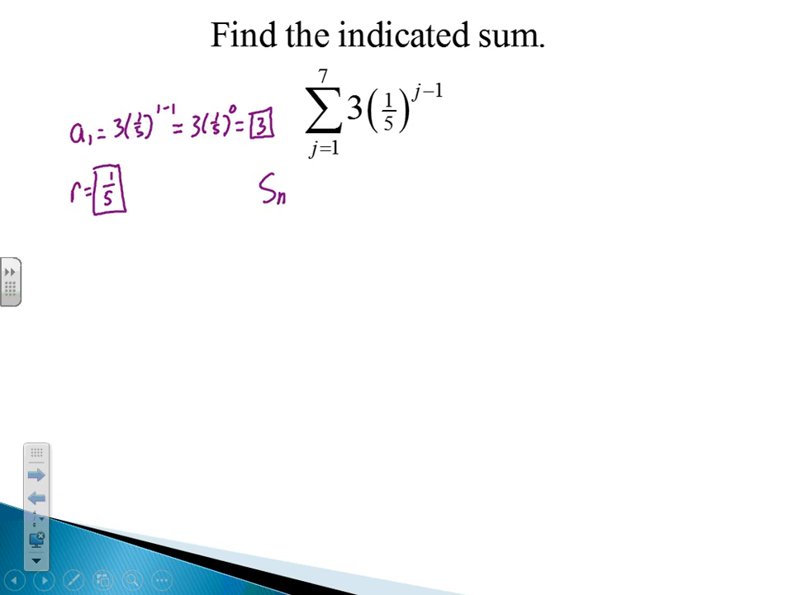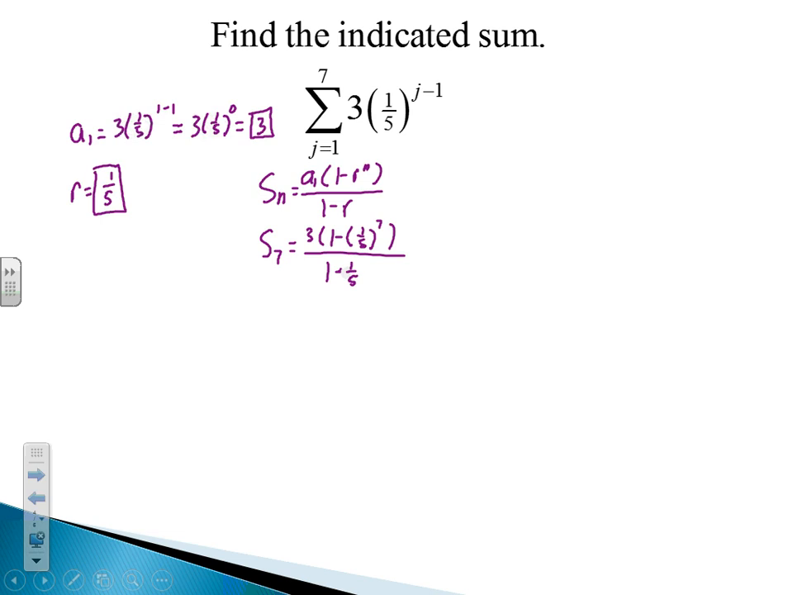So here, S sub n is equal to a sub 1 times 1 minus r to the nth power over 1 minus r. Now substituting what we need, we're finding the sum of the first 7, so I'm going to say S sub 7, replacing n with 7. A sub 1 we figured out to be a positive 3, and we're going to say 1 minus r, which in this case is 1/5, raised to the 7th power because I'm just substituting n with 7, and in the denominator I'm going to have 1 minus 1/5.